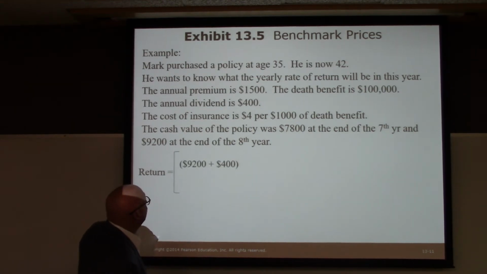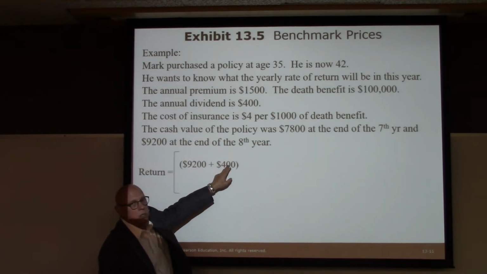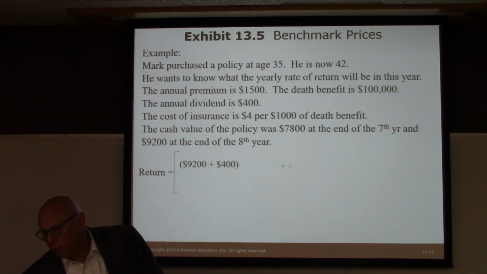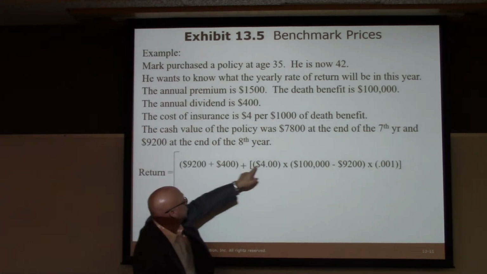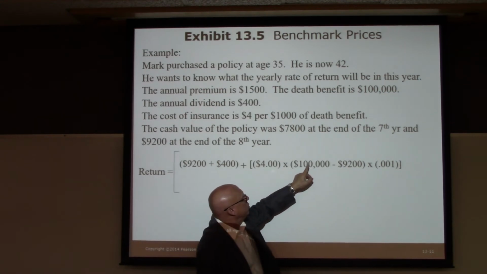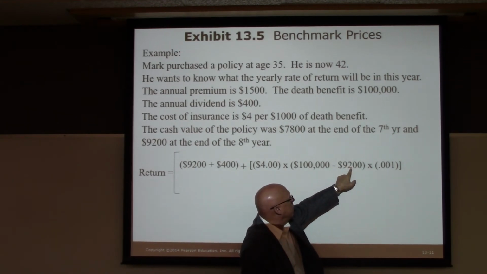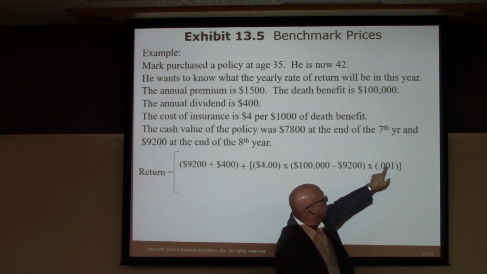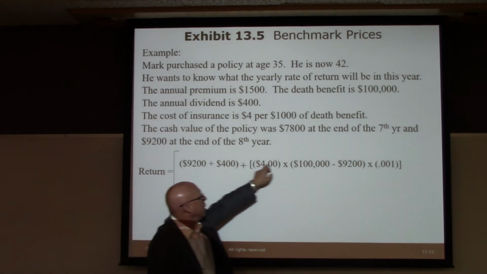Okay, so according to our formula, this is the cash value at the end of the year, plus the dividend that was paid. This is why you've got to have that formula handy. Plus the cost per thousand times the death benefit minus the cash value at the end of the year. Multiply all of this by 0.001 to get a sum up here.